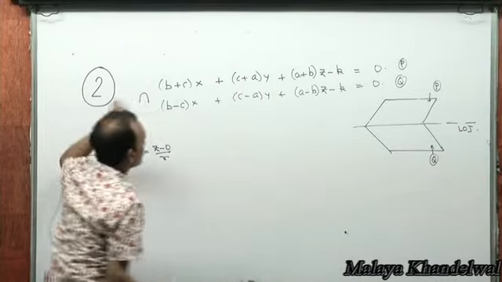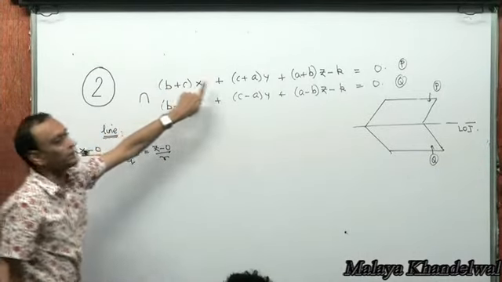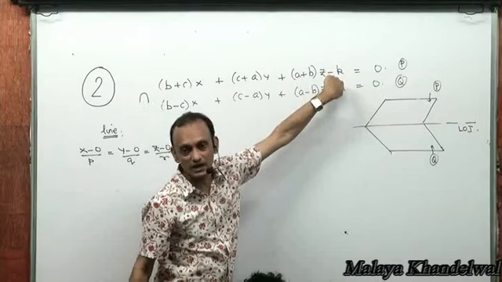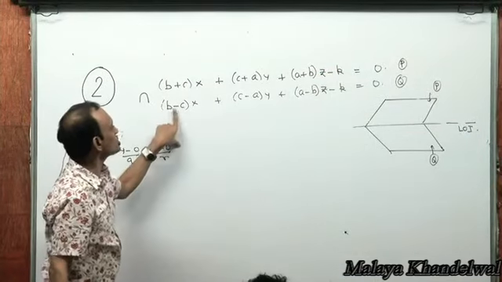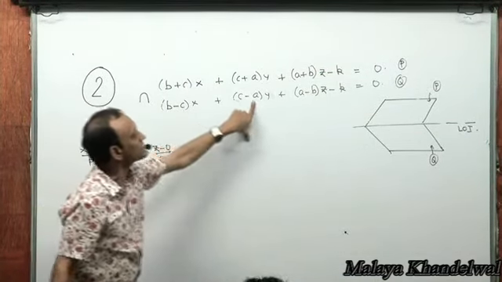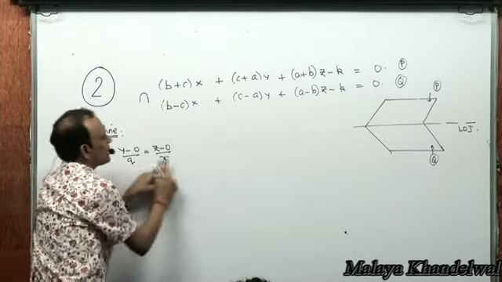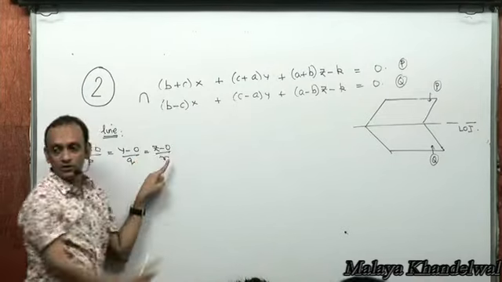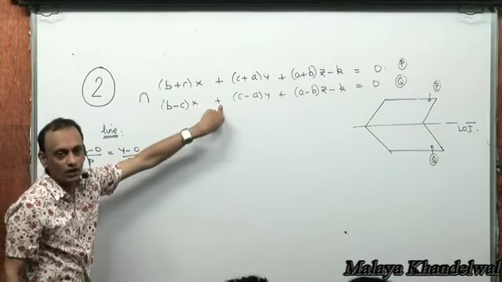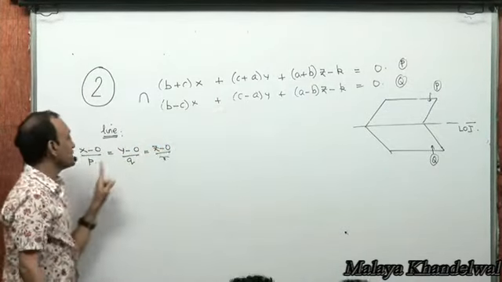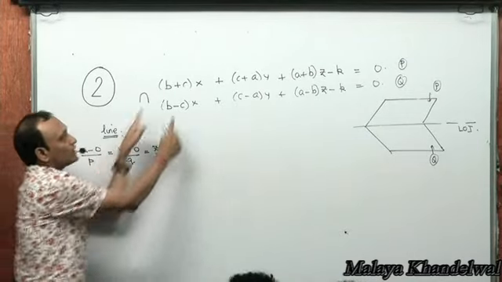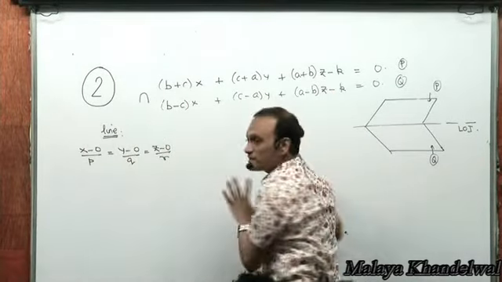That means, what's a normal to this plane? (B plus C) i cap plus (C plus A) j cap plus (A plus B) k cap. What's a normal to this plane? (B minus C) i cap plus (C minus A) j cap plus (A minus B) k cap. And P i plus Q j plus R k is perpendicular to the normal to this plane and is also perpendicular to the normal to this plane. That means (P, Q, R) dot this, comma, this, comma, this must be zero.